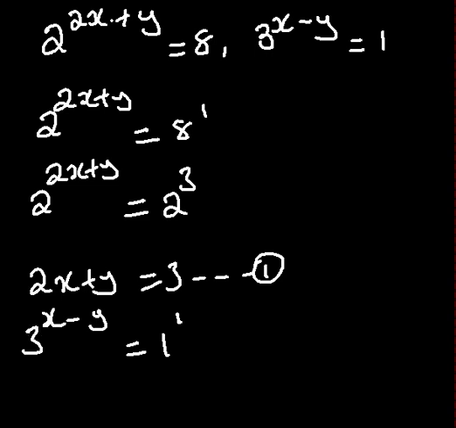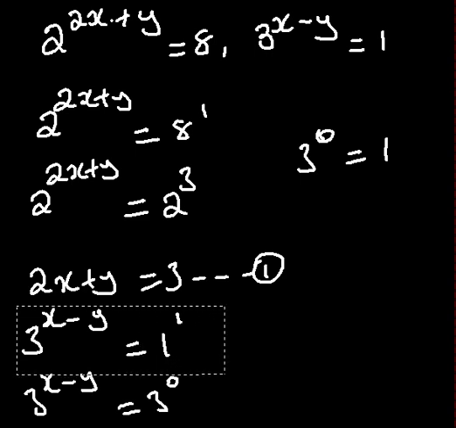Now how should you ensure that? Keep in mind that any number to the power 0 is the same as 1. Since the base of interest is base 3, we have to think of 3 to the power 0 being the same as 1. So we'll have 3 to the power x minus y, which is equal to 3 to the power 0. Since the bases are the same, we just have to equate the powers.